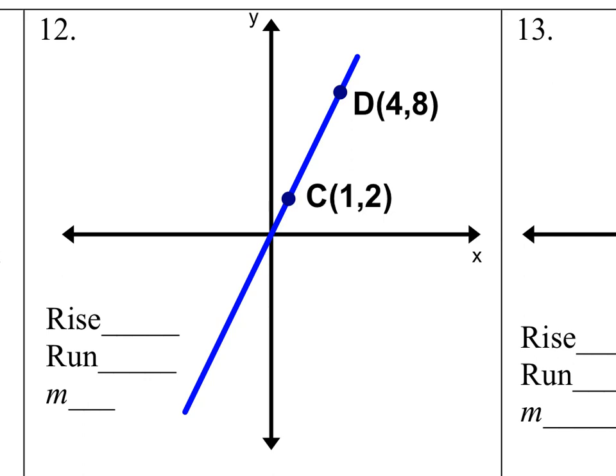So you want to do the rise first, so the triangle would look something like this. And then 4 minus 1 is 3, because the first number is always the rise, so that's 3. And then 8 minus 2 is 6, so that's 3 over 6. And if you want to simplify it, that's 1 over 2.